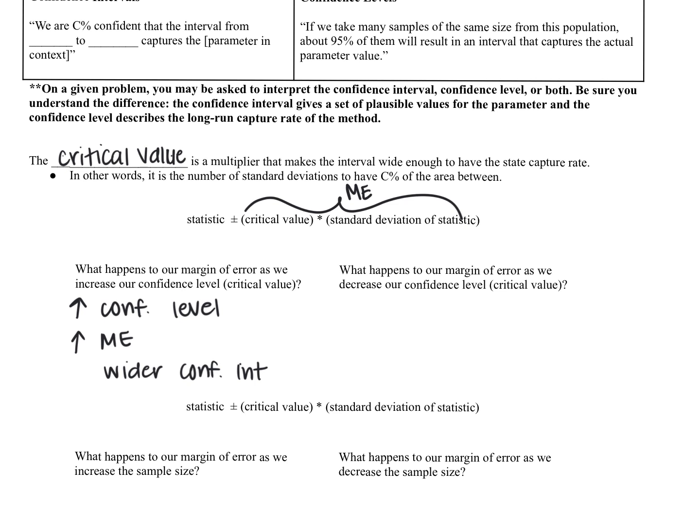So on the other side of things, what do you think happens if you decrease the confidence level? How does it affect your margin of error? Smaller. It makes it smaller. So you decrease your confidence level, you decrease your margin of error, which makes you have a narrower confidence interval.